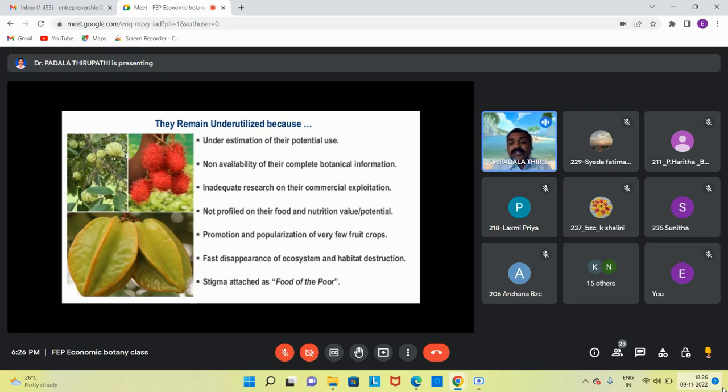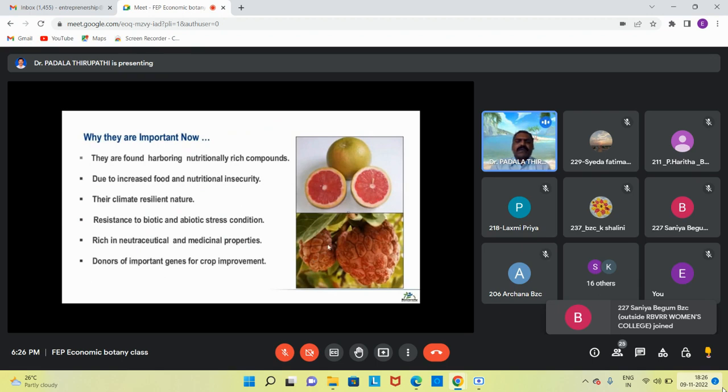And there is the fast disappearance of ecosystems and habitat destruction. We know about habitat loss, loss of biodiversity, loss of species diversity, and loss of ecosystem diversity, just because of habitat destruction, poaching, hunting, and deforestation. These are some of the hazards for the disappearance of many fruit species, and the stigma attached to them as food of the poor. So why are they important now?